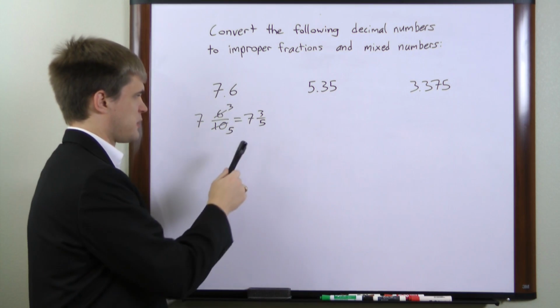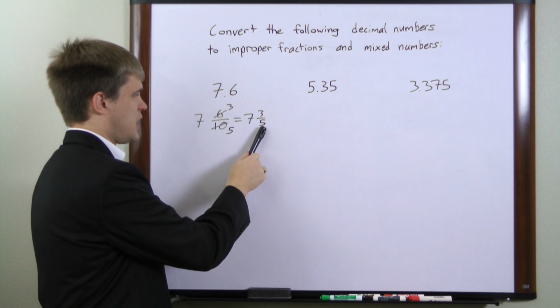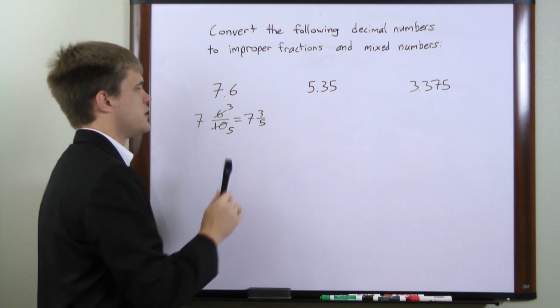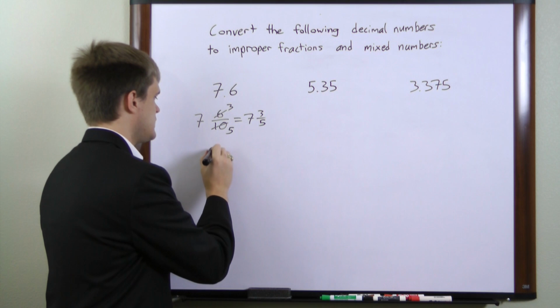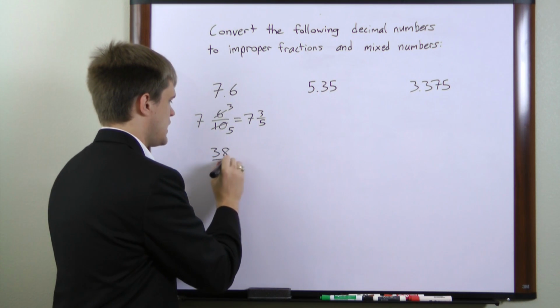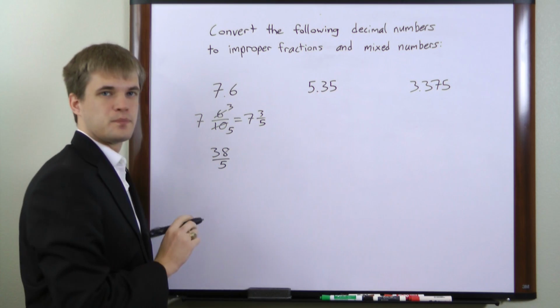Now to convert this to an improper fraction, we'll multiply the denominator by the whole number and then add the numerator. 5 times 7 is 35, plus 3 is 38. So we have 38 over 5.